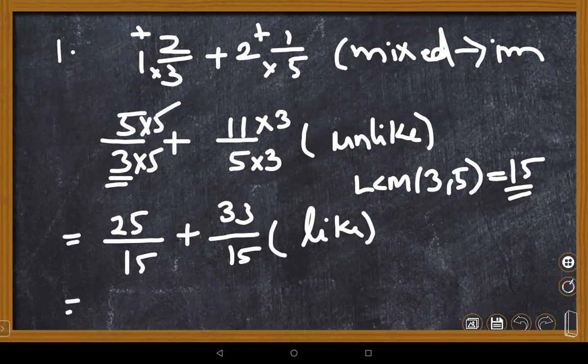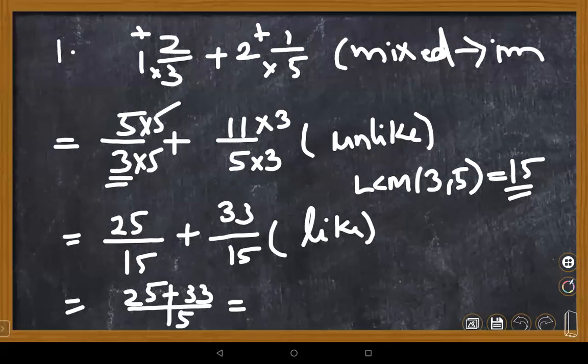What like fractions means is you are just adding the numerators and keeping the common denominator. 25 plus 33, how much is that? Ma'am, 58. 58, wonderful. 58 upon 15.